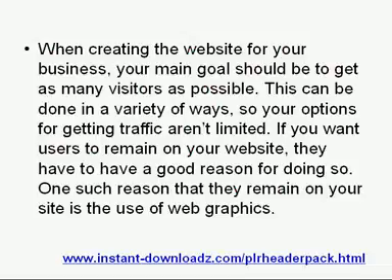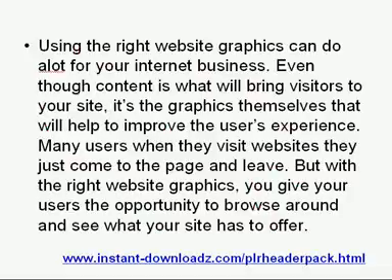If you want users to remain on your website, they have to have a good reason for doing so. One such reason that they remain on your site is the use of web graphics. Using the right website graphics can do a lot for your internet business.